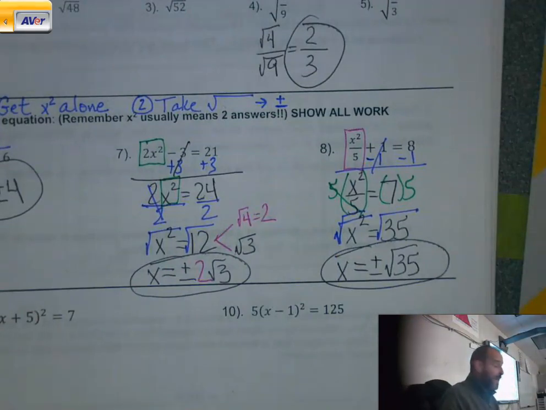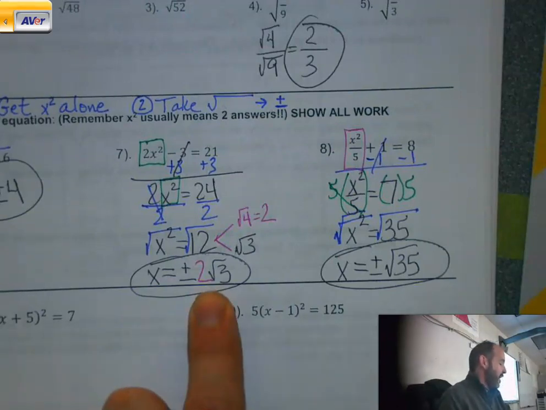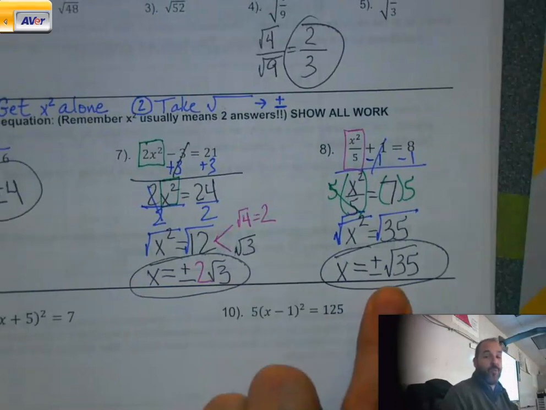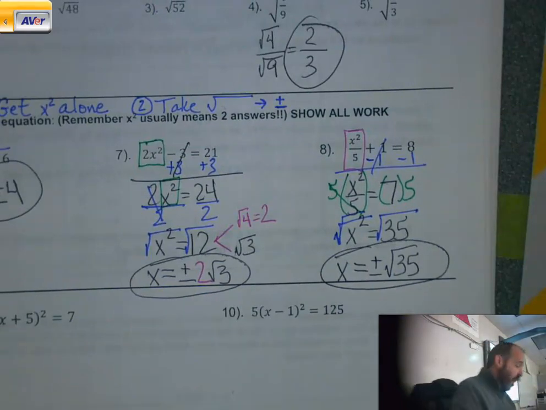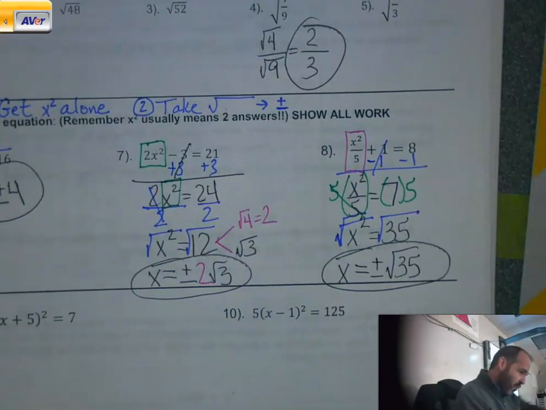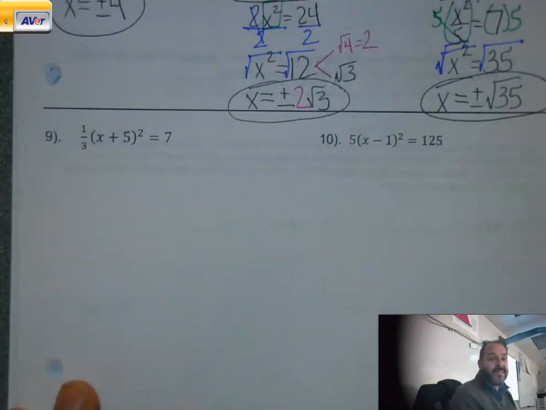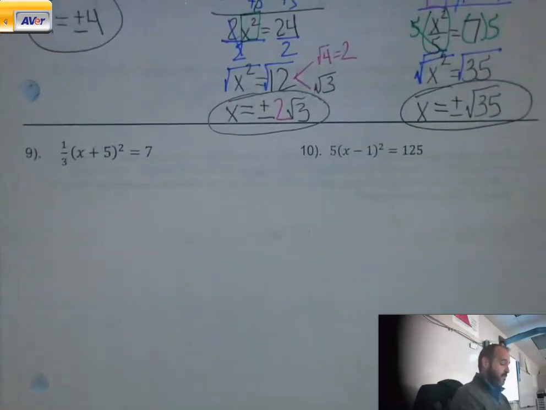So sometimes it breaks down perfect like it did in 6. Sometimes it breaks down a little like it did in 7. Sometimes it doesn't break down at all like it does in 8. So you can see a little bit of all of those. The last twist, one last one, is when our x ends up inside parentheses. That's a whole different game.